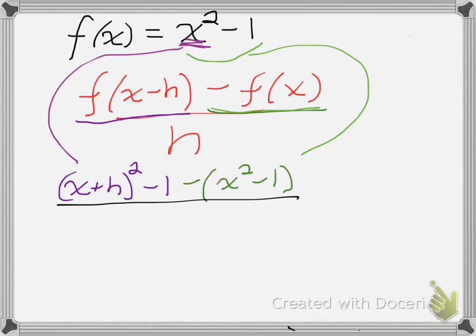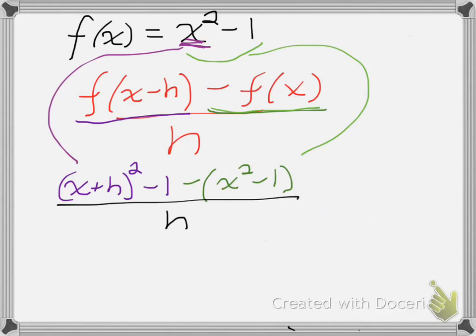So now we're looking at x plus h squared minus 1 minus x squared minus 1. But we're not quite done because we still have the h here, so we need to make sure that we include that. So let's just do that fast, and we've got an h there. Okay. So this looks complicated, but it is actually going to get a lot prettier.